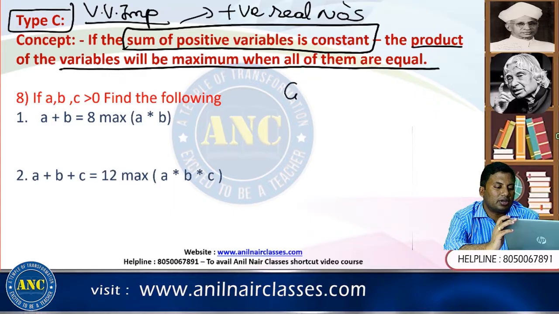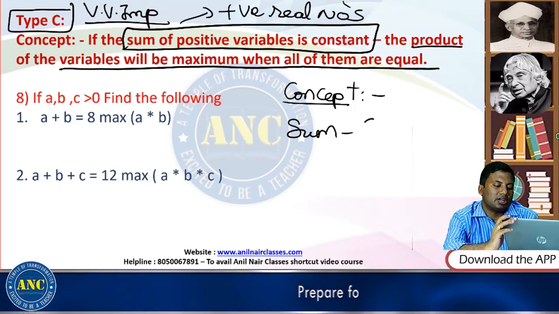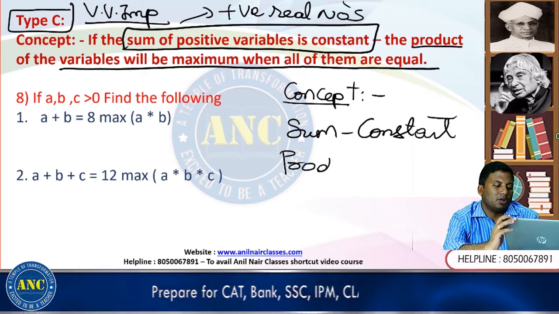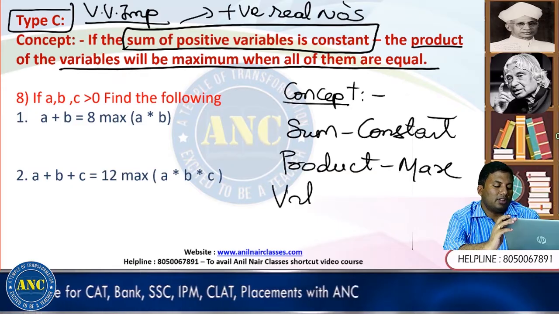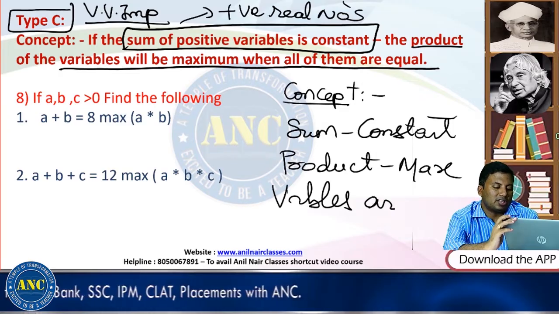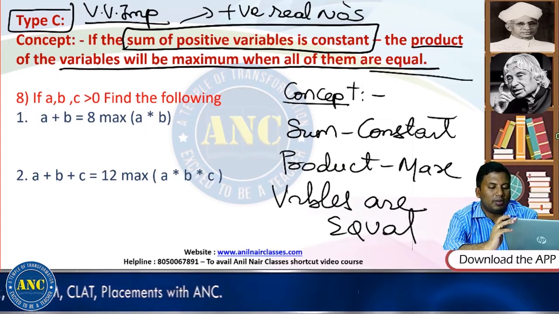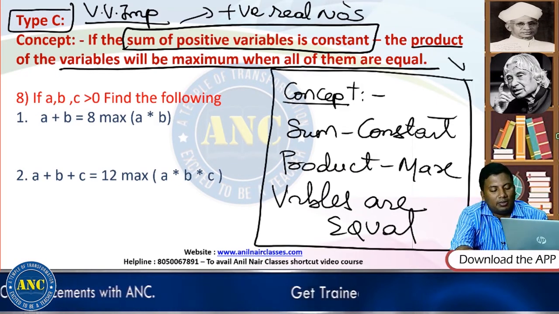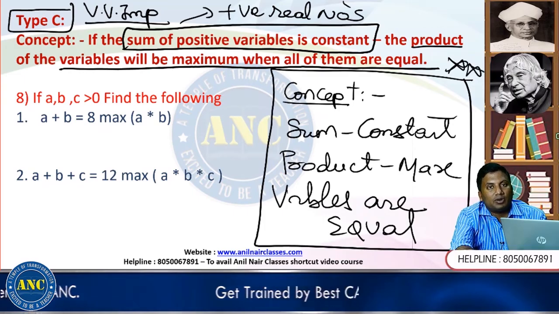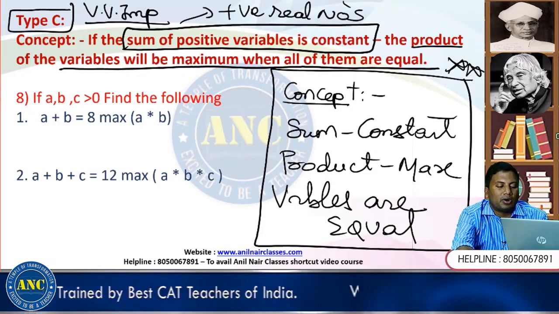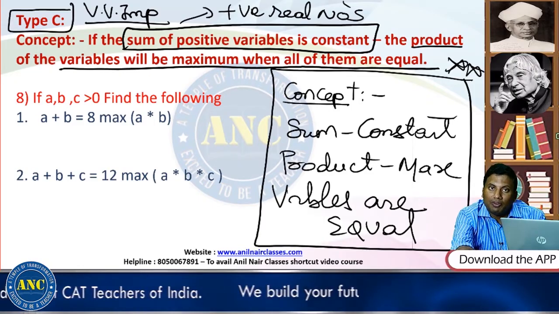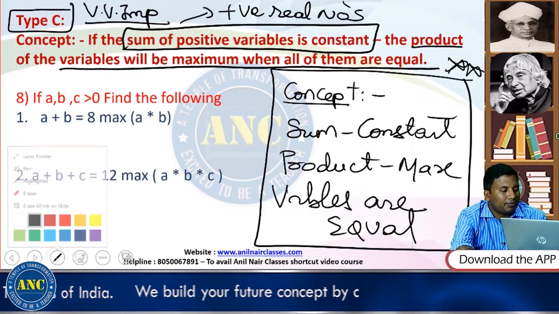I will write the concept here. This is the concept of when the sum is constant. When the sum is constant, the product will be maximum when the variables are equal, only when the variables are equal. Right? This proof also I will do in type E.